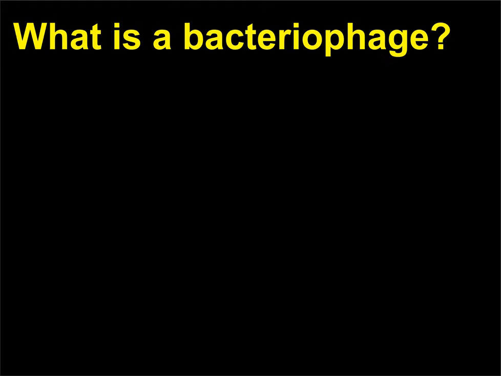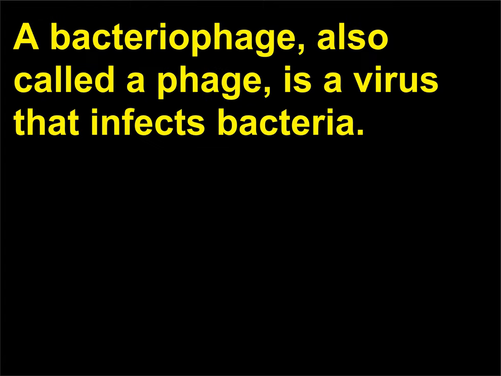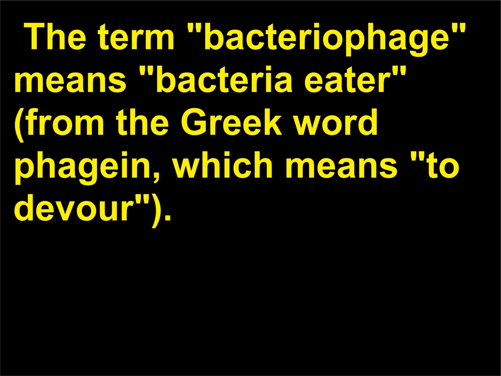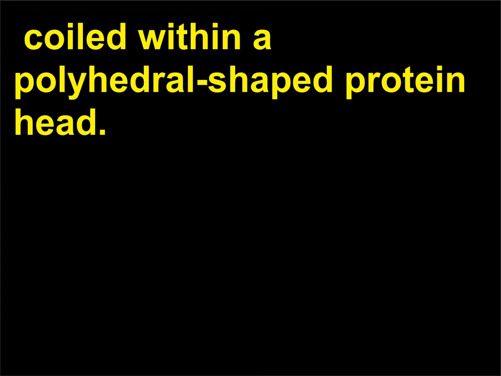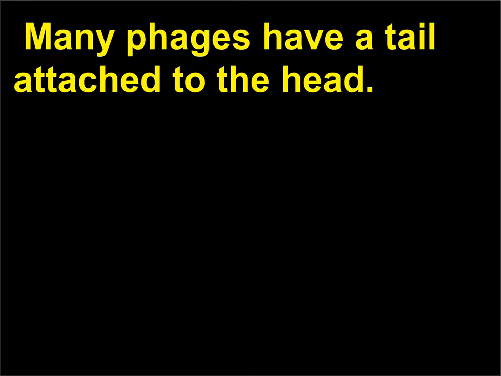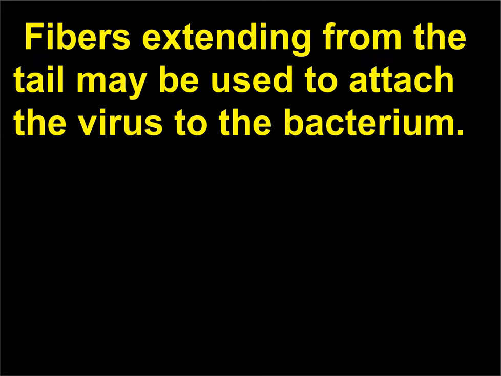What is a bacteriophage? A bacteriophage, also called a phage, is a virus that infects bacteria. The term bacteriophage means bacteria eater, from the Greek word phagein, which means to devour. Phages consist of a long nucleic acid molecule, usually DNA, coiled within a polyhedral-shaped protein head. Many phages have a tail attached to the head. Fibers extending from the tail may be used to attach the virus to the bacterium.